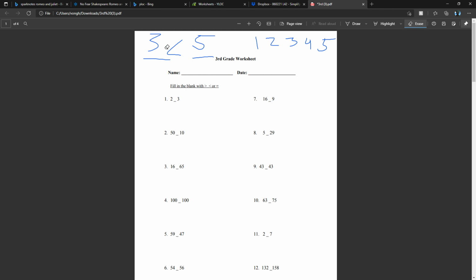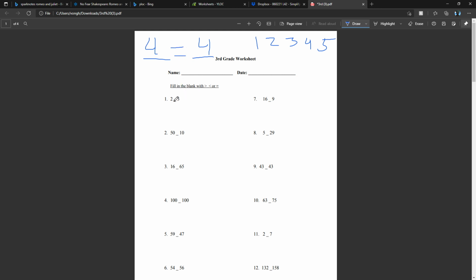So if the first number is less than the second number, then you would write the less than sign. And the last one is just the equal to sign, which is really simple. It is when both numbers on each side are the same. So say if you have 4 and 4, you'd write equal to because 4 is equal to 4.